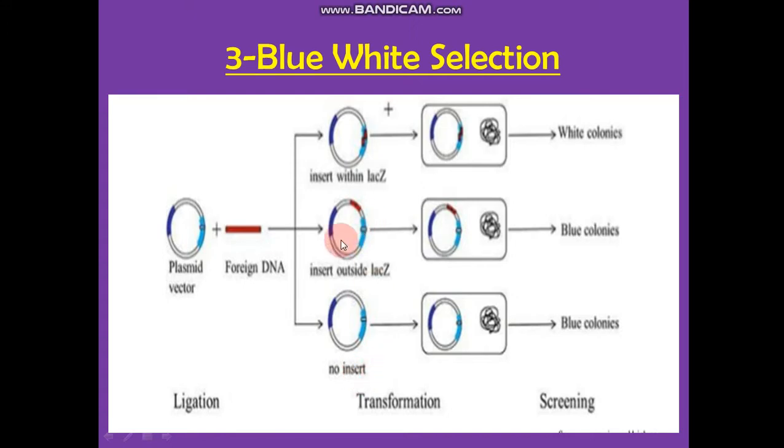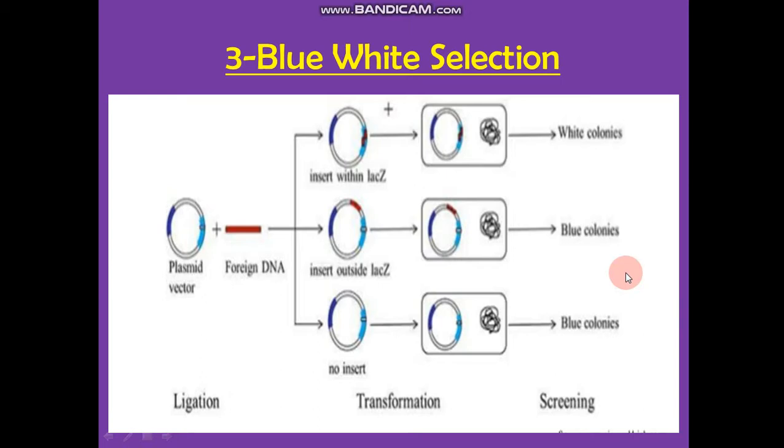Now the second case, what is being done here? The foreign DNA has been inserted somewhere in the plasmid vector, but the lacZ is intact. We have not disturbed the lacZ gene. So the lacZ gene will be expressing itself in the second diagram also, and when it expresses itself, it will ultimately produce beta galactosidase, which will act on a medium containing X-gal to produce blue colonies again. So blue colonies here also and blue colonies here also.